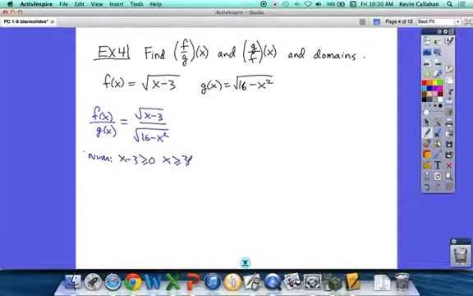For the denominator, 16 minus x squared cannot equal 0, because then you'd be dividing by 0. It just has to be greater than 0. And if you solve that, 16 is greater than x squared.